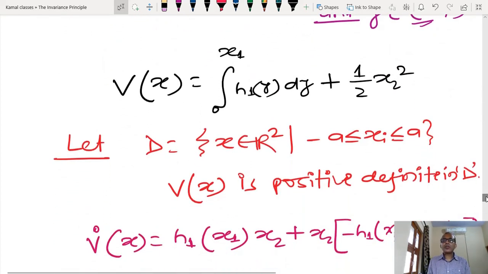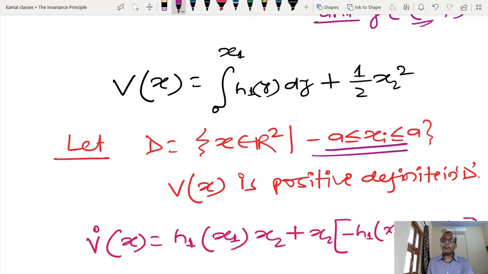Now what you can do, you can take this kind of Lyapunov function. Since I have already assumed that this condition is satisfied, h1(x1) multiplied by x1, due to that reason this is a positive definite Lyapunov function, and I concentrate myself only on this particular region.